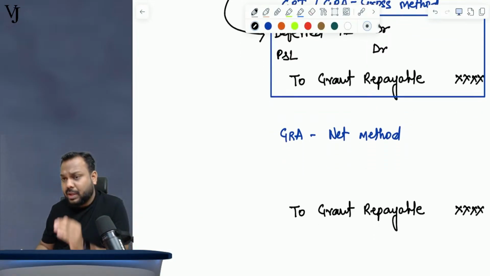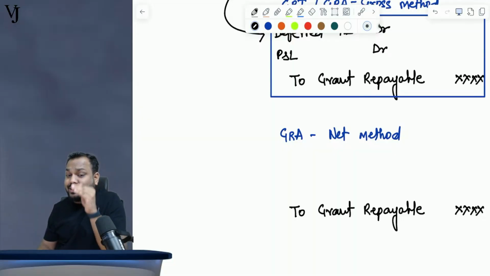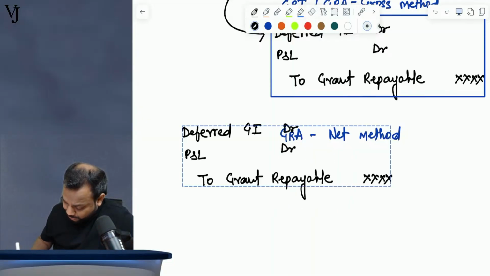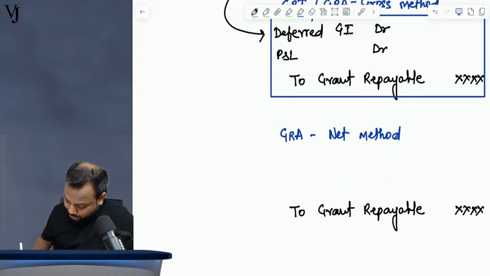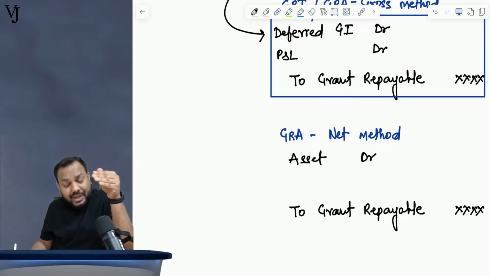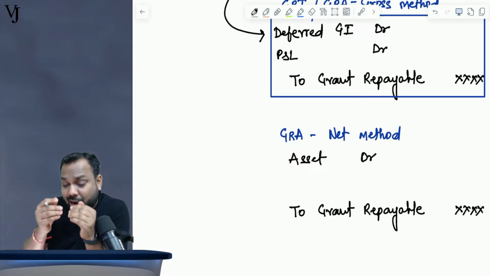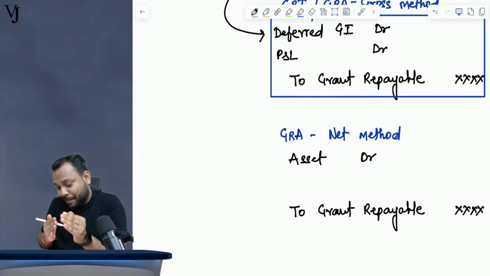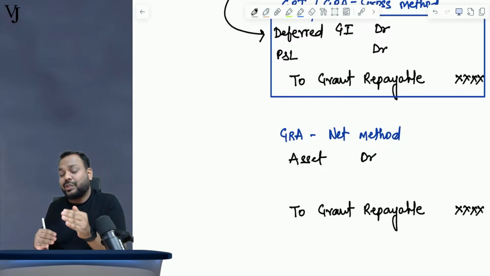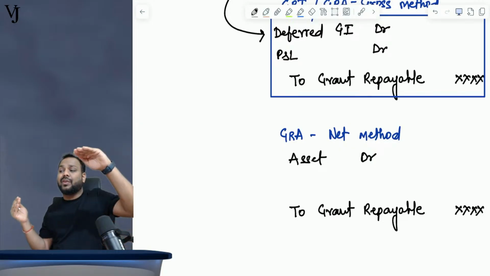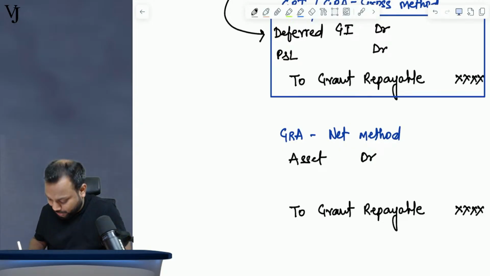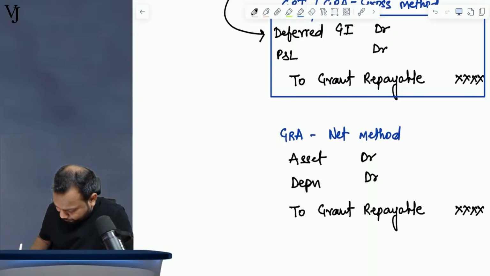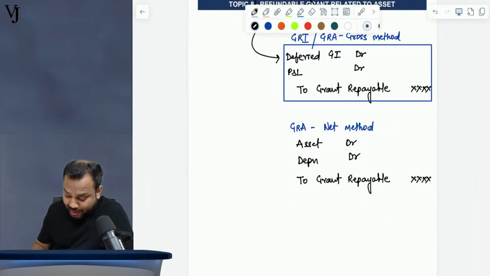Now, tell me, when we received the grant, what did we do? We decreased the value of the asset. So now we have to increase the value of the asset. Initially, since we decreased the value of the asset, we charged less depreciation also, because if the value of the asset reduces, the depreciation also reduces. Now, since the grant becomes repayable and we are increasing the value of the asset, depreciation should also increase. So this is the entry for a grant related to asset under the net method.